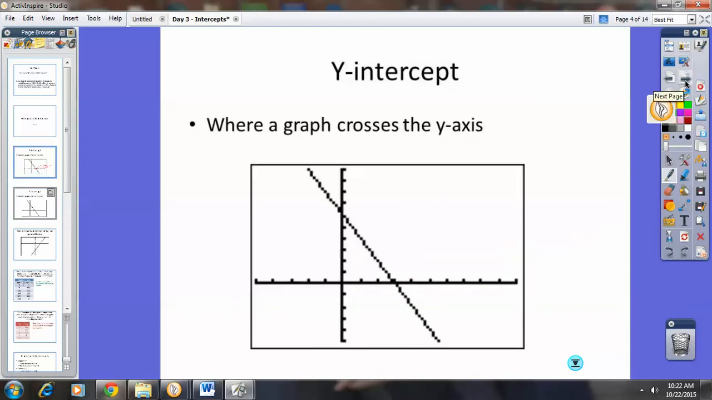A y-intercept is where the graph crosses the y-axis. So take your pencil and put a dot where the y-intercept is. What is the ordered pair for that point? 0, 6. That is the point where the graph crosses the y-axis.